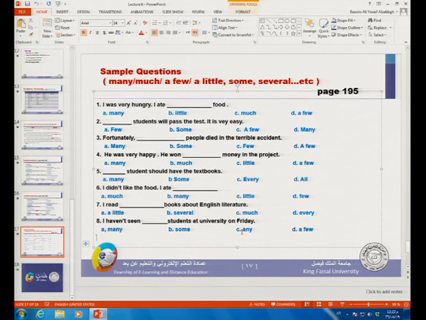So, in this class we did countable and uncountable nouns, and we learned how to use the different words like many, much, few, little, some, several, which ones are used with countable nouns and which ones are used with uncountable nouns, and we took examples of both. Okay? You need to study the rules very well, and look at the examples and the exercises. You should practice the exercises and the examples in order to understand that very well. Thank you.